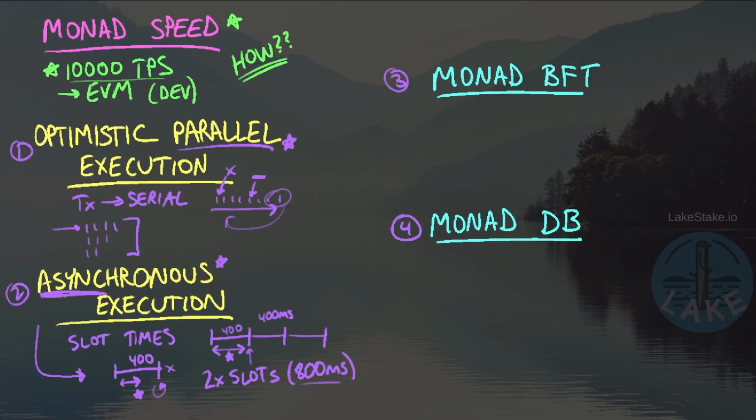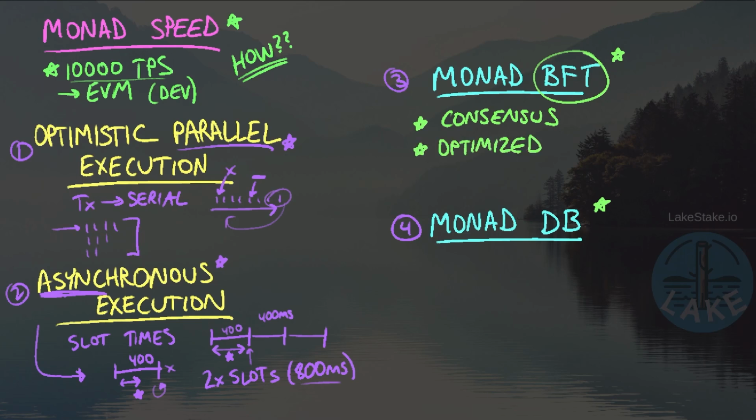Now, next up, we have a couple of Monad-specific architectural components that are worth paying attention to, because they also contribute towards speeding up the network. The first is this concept of BFT, which stands for Byzantine Fault Tolerance. It's a well-established method for achieving consensus, and it's used by most other blockchains. Now, Monad BFT takes a very optimized approach. We are going to base this on a method that is going to achieve consensus much faster.